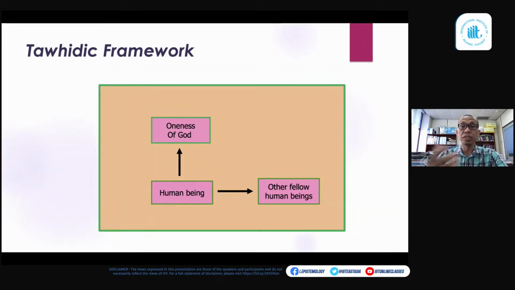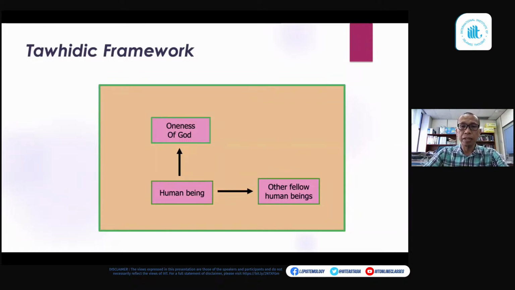So this is a very simple model. You can add to it if you want. I don't really call this one a theory, because a theory means it has to be tested. And I personally, as a Muslim, don't test the Tawhidic framework. That is a framework given to us to understand the world and what happens in the world.